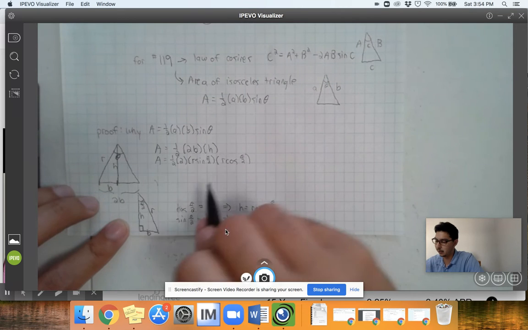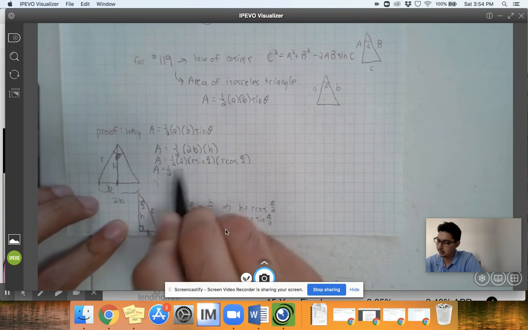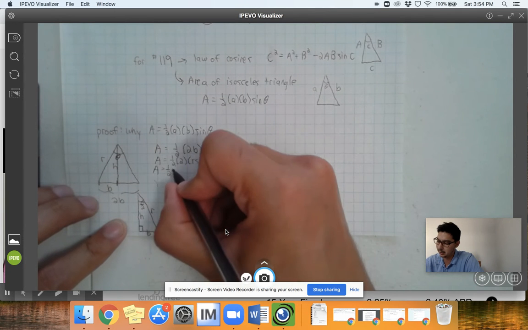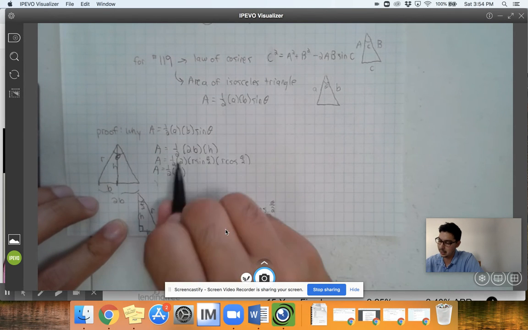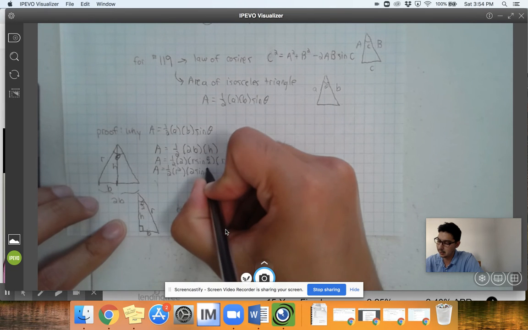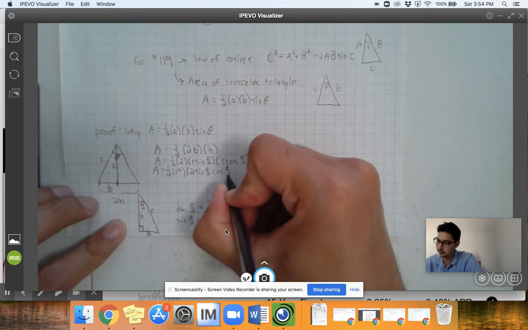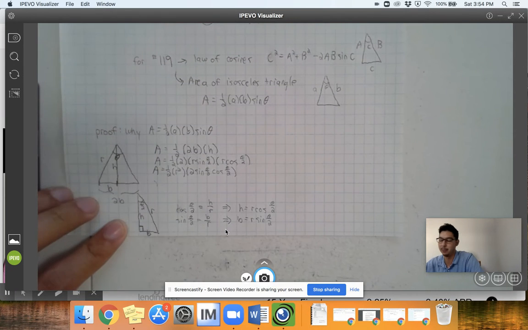Now some reordering of things. I'm going to write this as area is equal to 1/2. And the r times r I'm going to bring out, make that r squared. And that 2 I'm going to put in front of these two. So then it's 2 sine theta over 2 cosine theta over 2. So just some reordering and multiplication here.